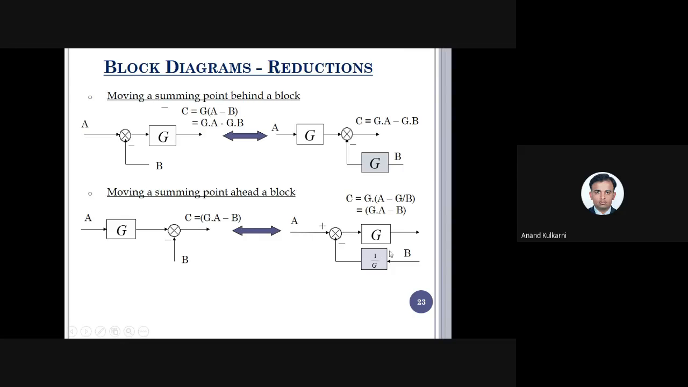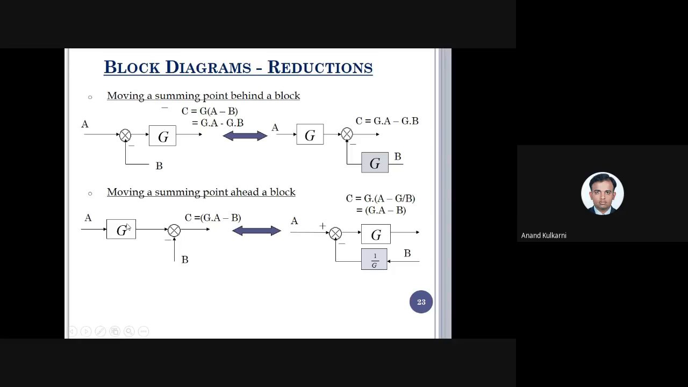So a is here. Here I want only b. But if I take this, what is going to happen? It will be g by b. But I don't want g by b, I want only b. In that condition, you have to divide by this 1 by g. So I get g of a minus b. Just observe here. Whenever this summing point is taken back like this, whenever it moves forward, it has to be multiplied. Whenever it is taken back, it has to be divided.